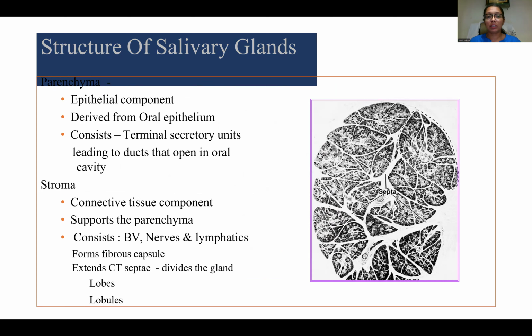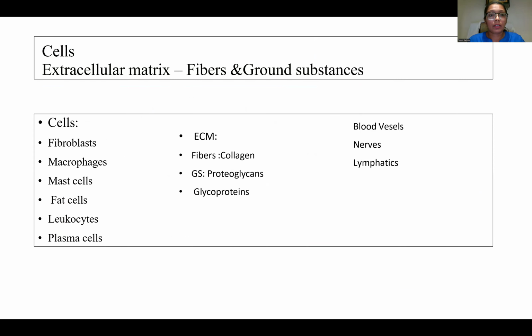The parenchymal component is the epithelial component, and this is going to be derived from the oral epithelium, and that consists of the terminal secretory units leading to the ducts that are going to open in the oral cavity. And the stromal component consists of the connective tissue component that supports the parenchyma and consists of blood vessels, nerves, and lymphatics. This is going to form a fibrous capsule, and this extends into the connective tissue septae that divide the gland, forming lobes and lobules.